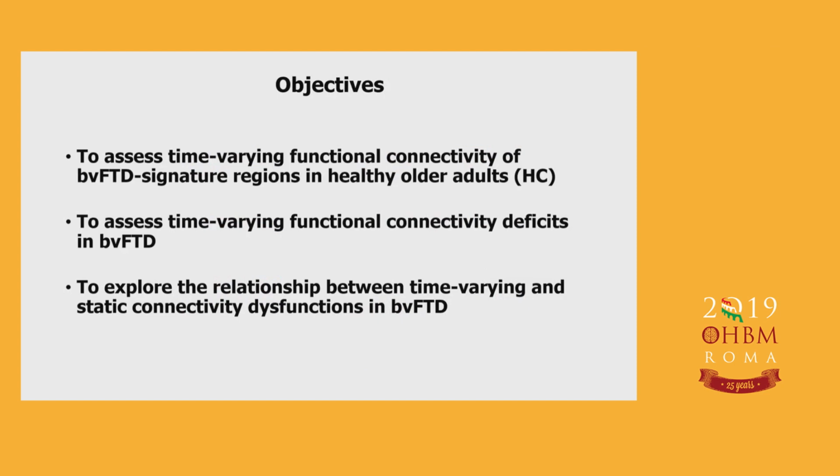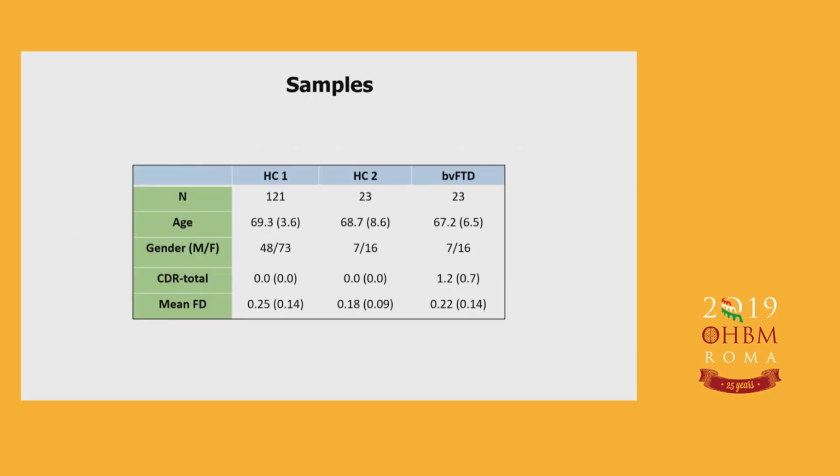So we wanted to extend these findings by first looking at how time-varying functional connectivity behaves in regions that are specifically atrophying in bvFTD in healthy older adults, and then see whether time-varying connectivity in these regions is impaired in patients with bvFTD. And also, since there is a lot of uncertainty on what time-varying connectivity is reflecting, we asked whether the time-varying connectivity changes are somehow related to static connectivity changes found in patients.